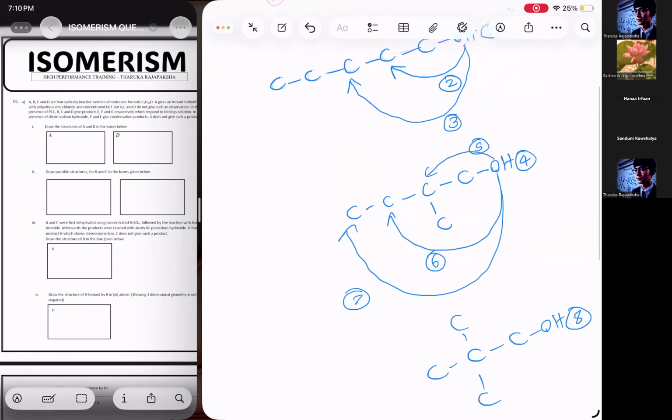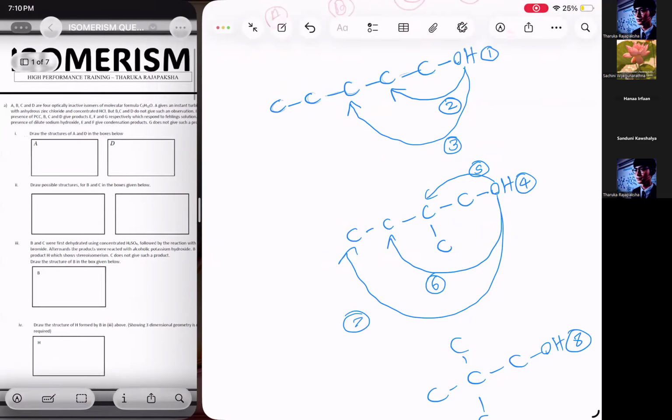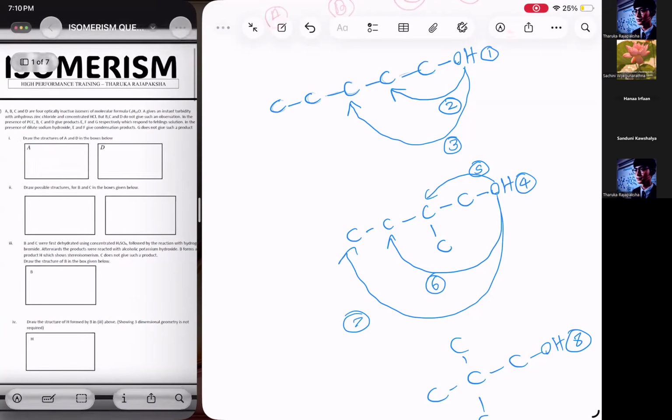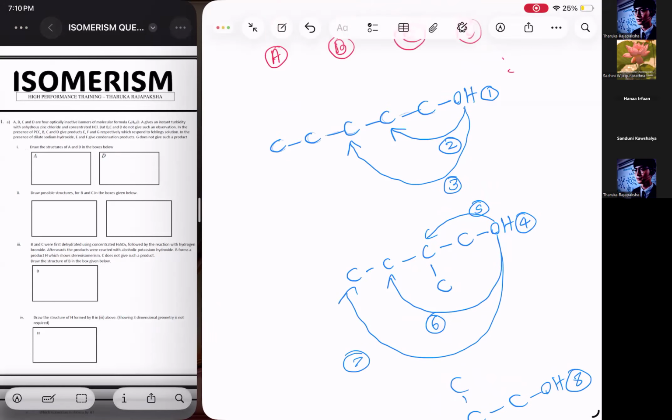Now, people, you have to read the question carefully. You have to cut off the parts which are not tallying with the question and get the structures which can be achieved by reading this part. Now look at this: A, B, C, D are four optically inactive isomers of molecular formula C5H12O. They are optically inactive, right? So optically active ones, we can just remove them, right? Let's cut off the optically active ones.